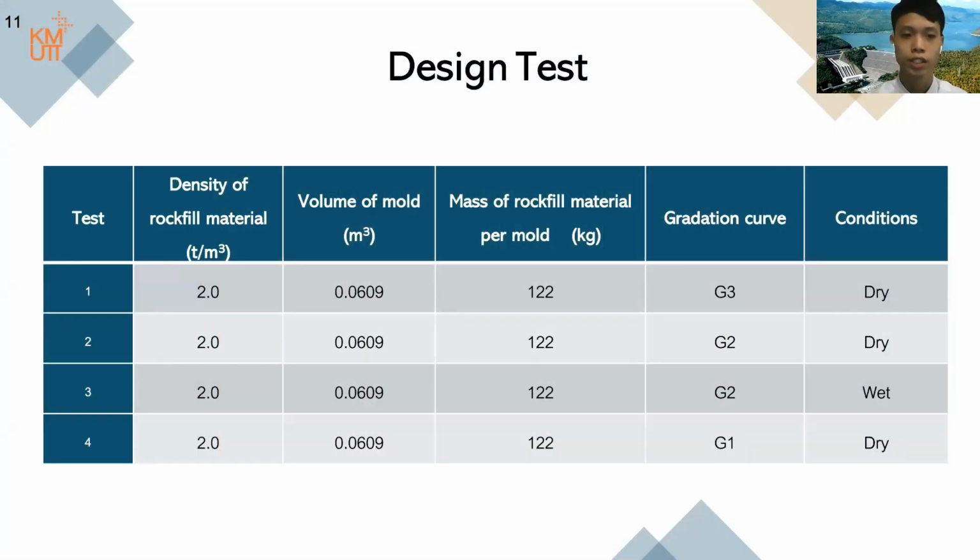In our testing, we decided to use a specimen density of 2 tons per cubic meter, and in each gradation, we have to use a sample of about 122 kilograms per mold. From the objective, we want to know whether water influences the creep or not, so we divide the test into two conditions: the dry and wet conditions.